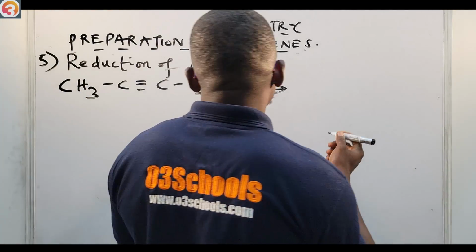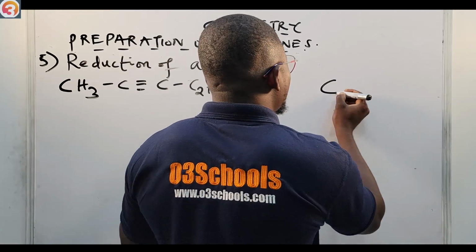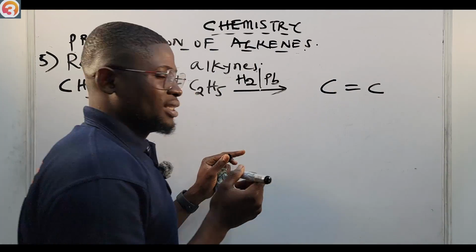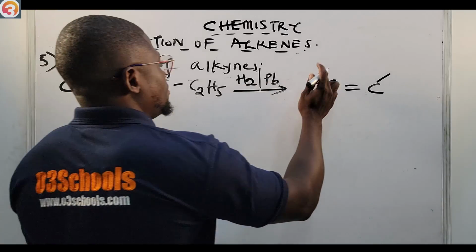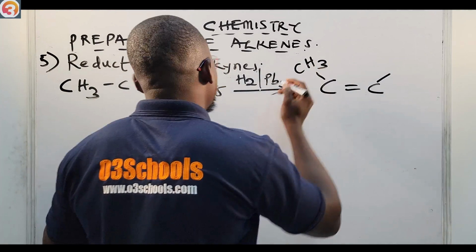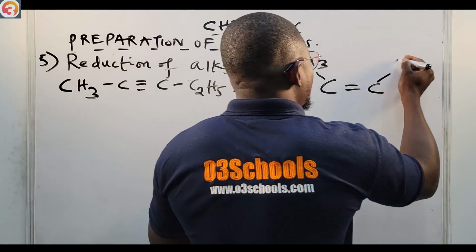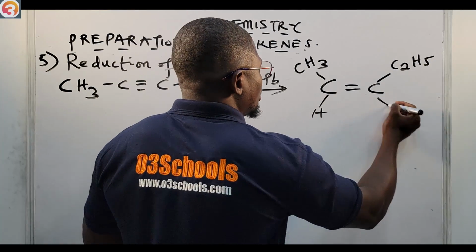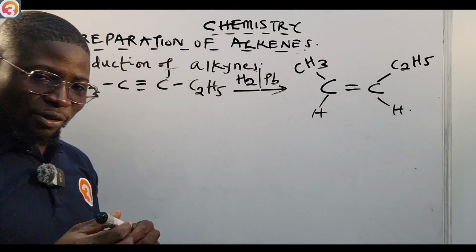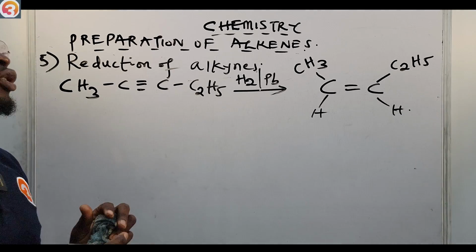So now we're going to have a cis structure. C double bonded to C. Then of course, carry this one, put here, CH3. Then carry this one, put here, C2H5. Then here will be H, here will be H. So this is the product. Very, very easy. No need to stress yourself.